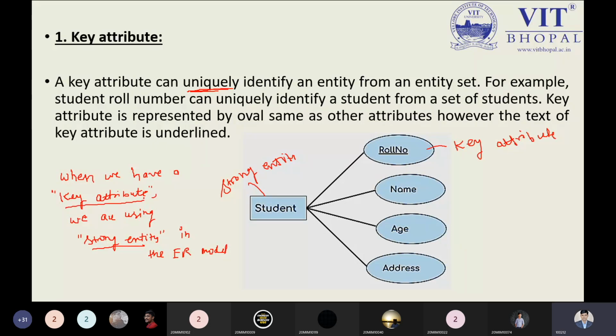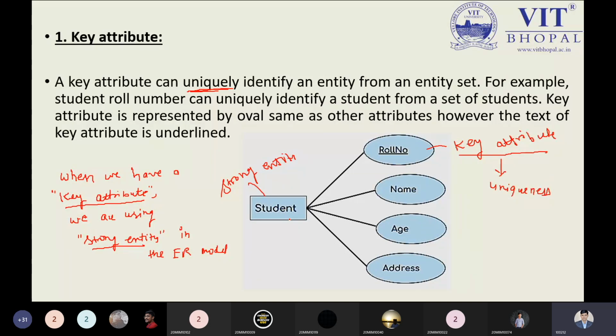Okay, so student is an entity. It can have the roll number as the key attribute, because the key attribute provides uniqueness to the records. Name, age, address are the other attributes. But student is a strong entity, so there are no special symbols; by default the normal symbol is used for the strong entity. But if we have a weak entity, then that is identified by the double rectangle. Sorry, not double ellipse, we have to use a double rectangle.